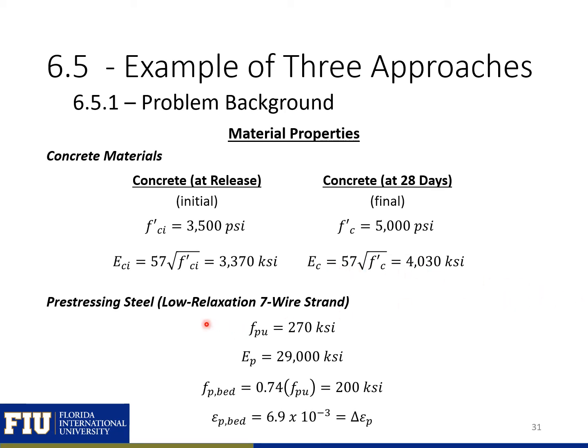We're also given our pre-stressing strand properties. So we have 270 KSI strands. Our stiffness we'll assume to be 29,000 KSI. And we assume that we have an initial pre-stressing of 200 KSI, which gives us a locked-in strain differential of 6.9 times 10 to the negative third.